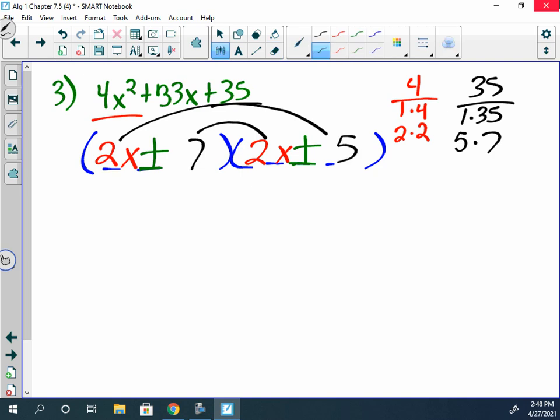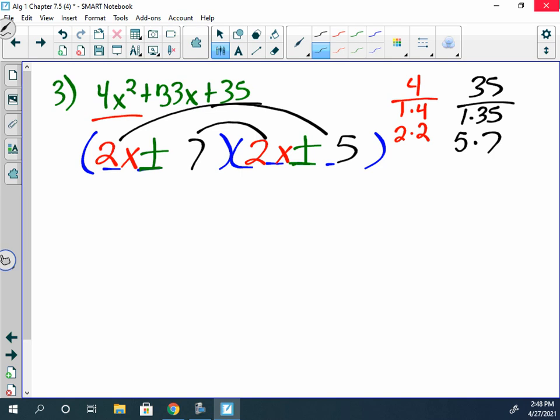7 and 5. Is that still the same thing? Yeah, it goes 2 and 2. So since 2x and 2x are the same, changing the 5 and 7 for this setup doesn't really change anything here. Do we want to try the 1 and 35?